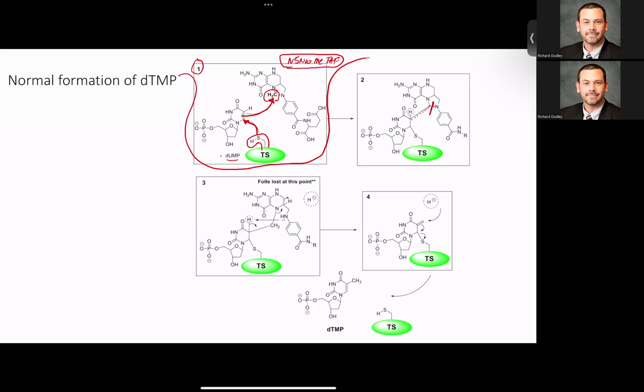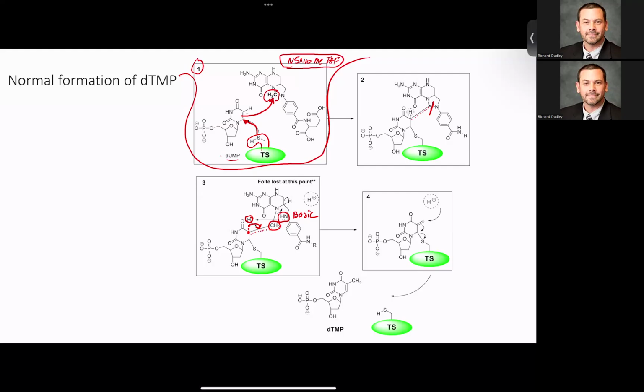When that bond breaks, you have a secondary amine in the folic acid cofactor. That secondary amine is basic. It's going to strip off a proton from the 5 position in uridine monophosphate. When that proton leaves, it's going to leave a pair of electrons. Those electrons are going to collapse down into this bond between the 5 position in the ring and the methylene carbon here. So we're going to form a double bond here. And if we do that and we don't break another bond, we're going to violate the octet rule.